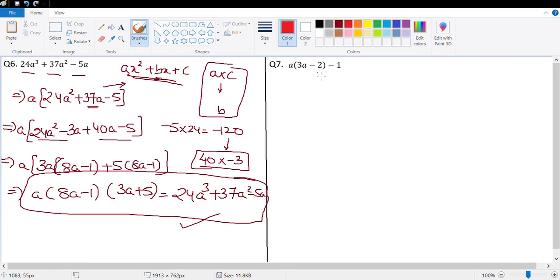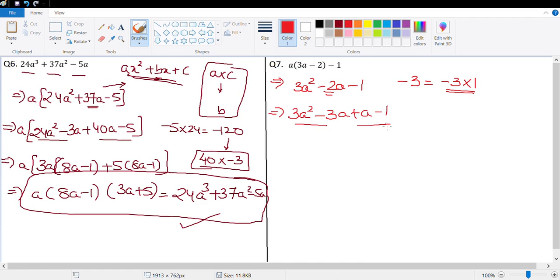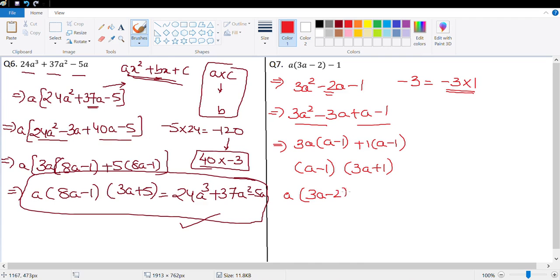Next one, a times 3a minus 2 minus 1. Let's open the bracket. This is 3a square minus 2a minus 1. I need to find factors of negative 3, the sum of which would be negative 2. That will be easy, negative 3 into 1. So this is 3a square minus 3a plus a minus 1. Grouping it the way I have underlined, 3a times a minus 1 plus 1 times a minus 1, which is a minus 1 times 3a plus 1. So the final answer will be written in the form a times 3a minus 2 minus 1 is equal to a minus 1 times 3a plus 1.